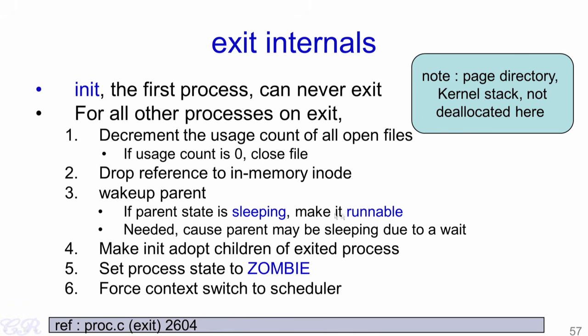Why is this needed? Essentially, this is needed because a parent may be sleeping due to a wait system call, and therefore, making it runnable would ensure that the wait system call becomes unblocked. The fourth point is that the exiting process will make init, recollect that init is the first process ever created by the OS, adopt all the children of the exiting process, and the exiting process is going to be set to a state called the zombie state. This setting of state to zombie is used so that the parent process could then determine that one of its child processes is exiting. So, we will see more on this in the wait system call. And lastly, it is going to force a context switch in the scheduler.